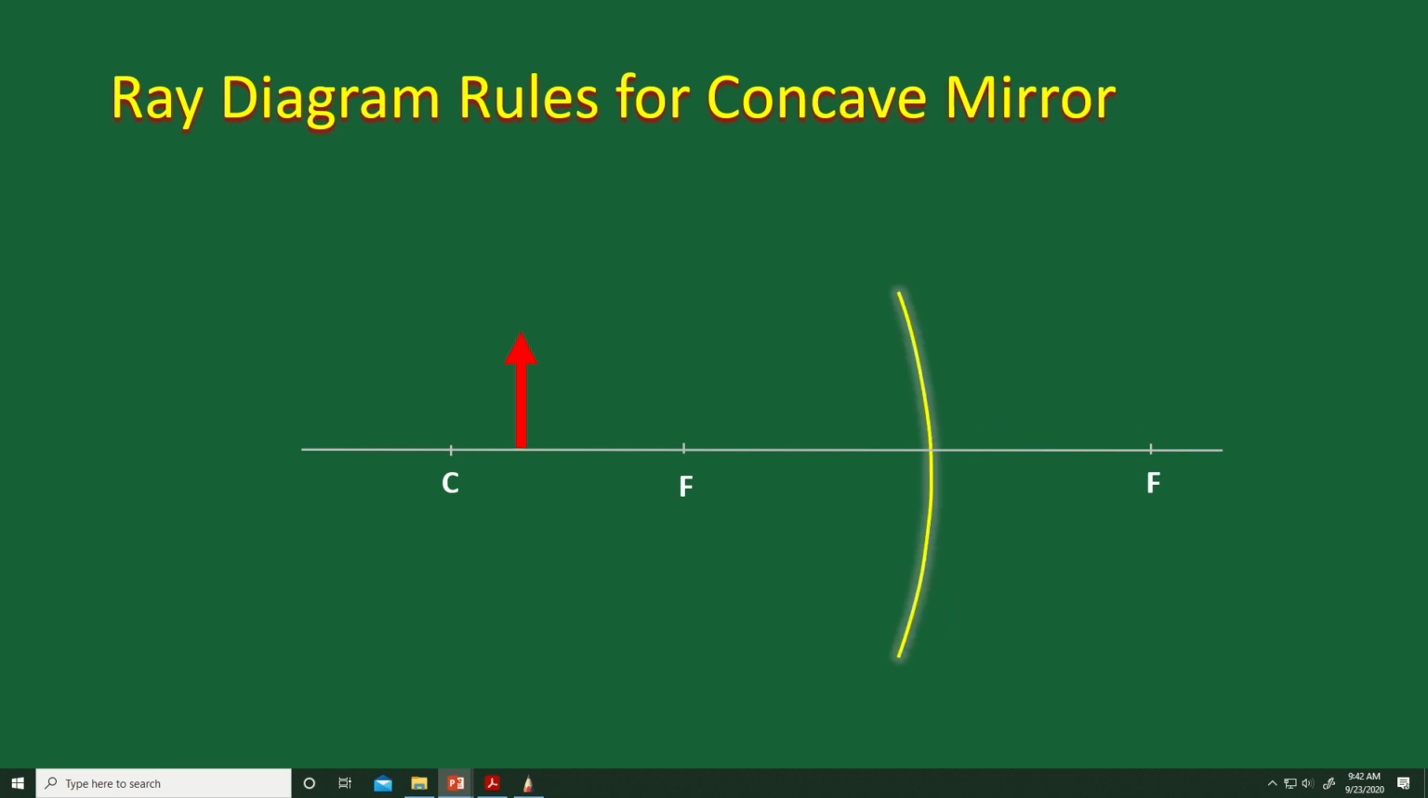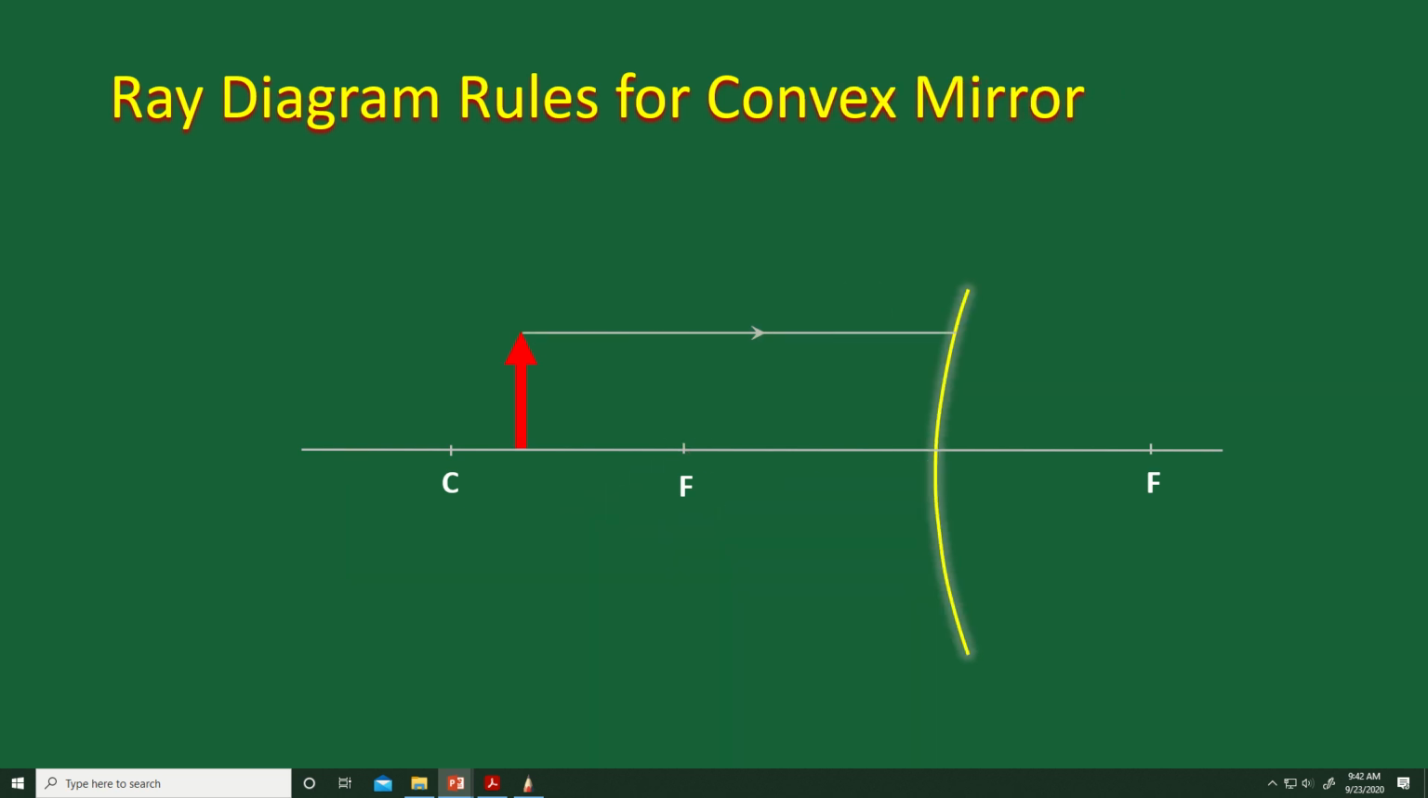So the first rule is a ray that hits parallel to the principal axis will not be converged. Okay, this convex mirror diverges the rays, not converge. So it will diverge the ray in such a way that the ray would appear to come from the focal point. So this is the diverged ray, and it appears to come from the focal point.